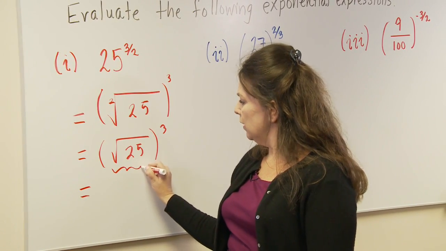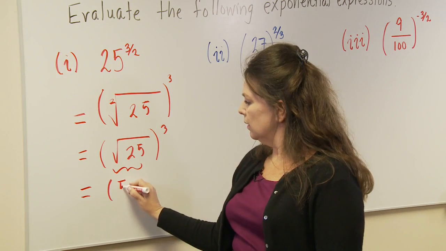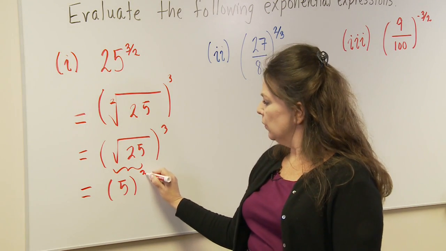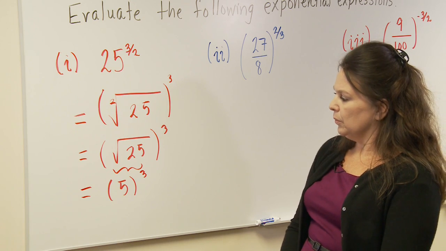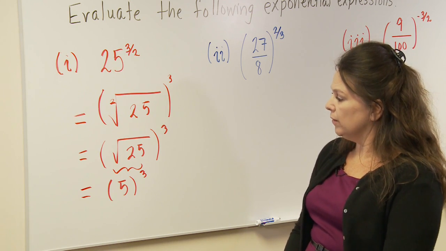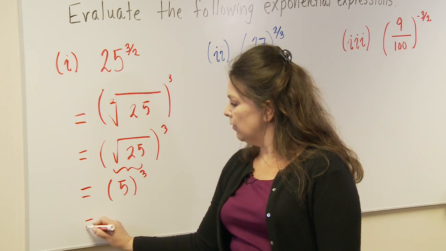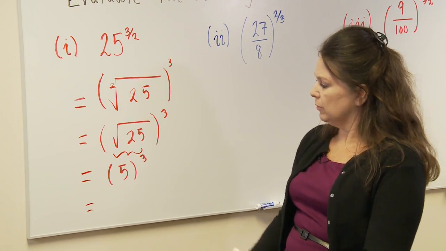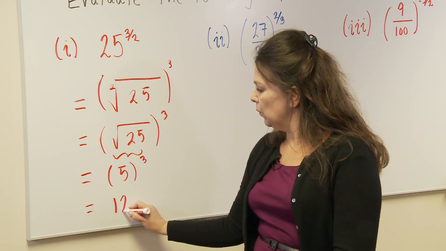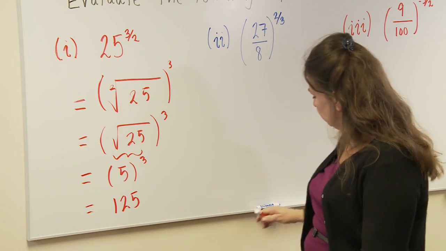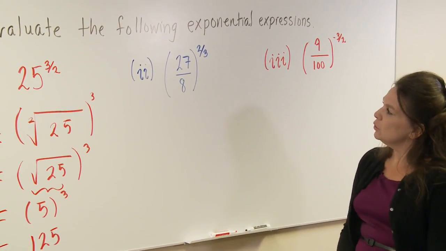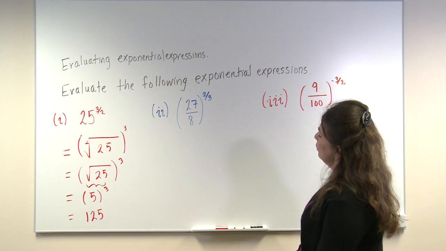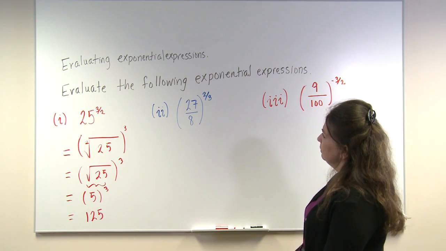So I'll evaluate here. That gives us 5 raised to the 3rd power. And then the next step will be to raise 5 to the 3rd power, which is 5 times 5 times 5, or 125. For our next problem, we have 27/8 raised to the 2/3 power.